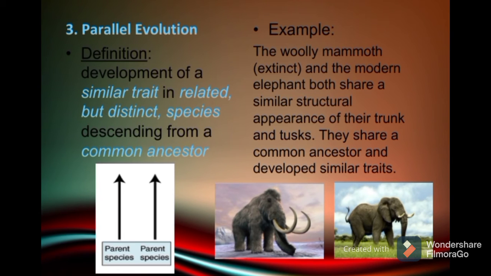Then next we have parallel evolution. It is the development of a similar trait in related but distinct species descending from a common ancestor. An example is the woolly mammoth and the modern elephant. Both share a similar structural appearance of their trunk and tusk. They share a common ancestor and developed similar traits.